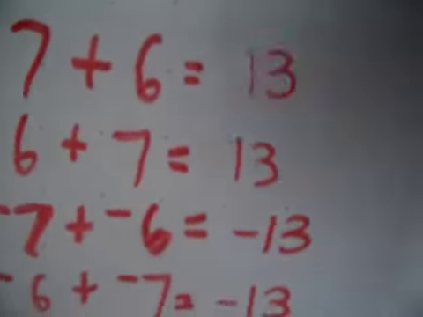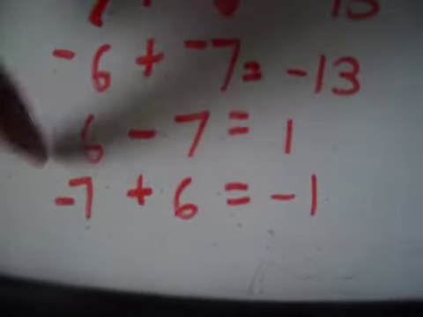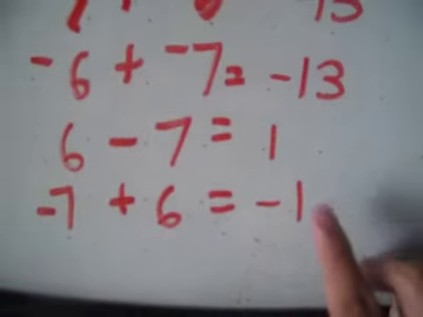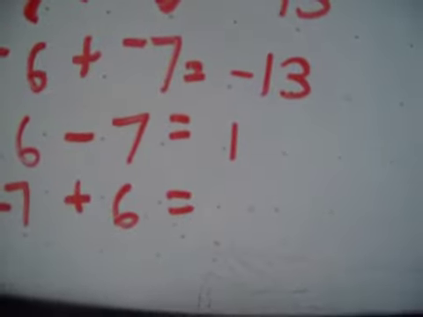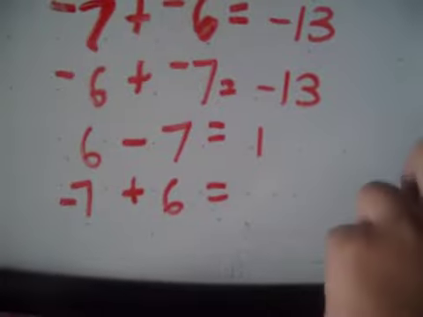Okay. Are these two problems different? And notice how they're in pairs. This says 6 minus 7. This one says negative 7 plus 6. Are those two problems different? Let's get the blocks out. Get the blocks out and show me. Show me 6 and negative 7.